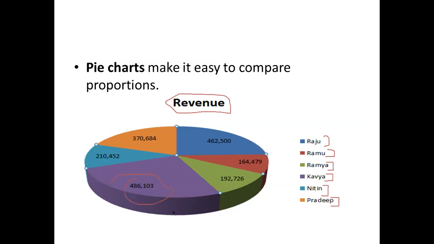486. I don't know whether this is rupees or dollars, or which currency this pie is trying to display, but I would assume since this chart has its origin from the Indian perspective, these are rupees. There are different figures there, and another figure there, and another figure here.